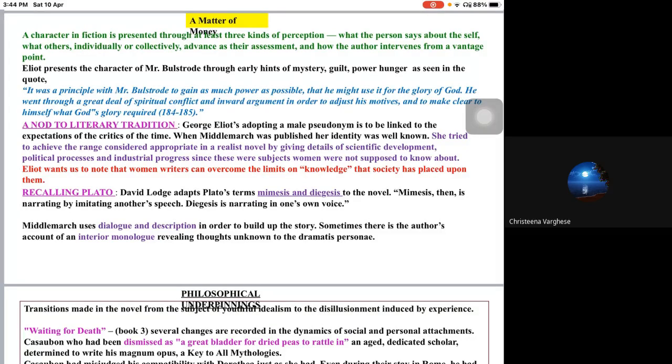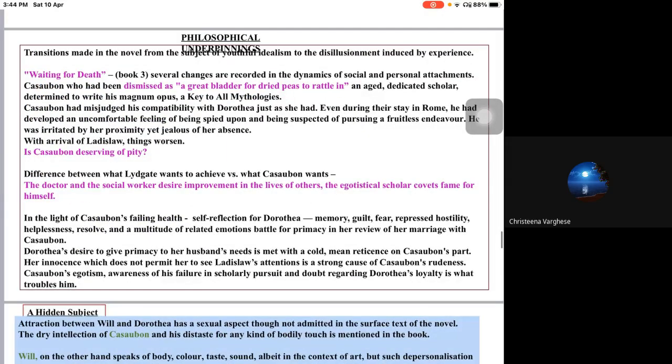Then going on to the next topic here, philosophical underpinnings. Transitions made in the novel from the subject of youthful idealism to the disillusionment induced by experience. Waiting for Death, that is book 3 of the novel. Several changes are recorded in the dynamics of social and personal attachments. For Casaubon, who has been dismissed as a great bladder for dried peas to rattle in, an aged, dedicated scholar determined to write his magnum opus, a key to all mythologies.